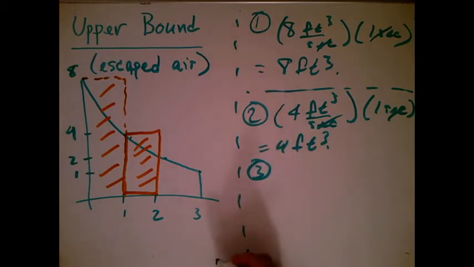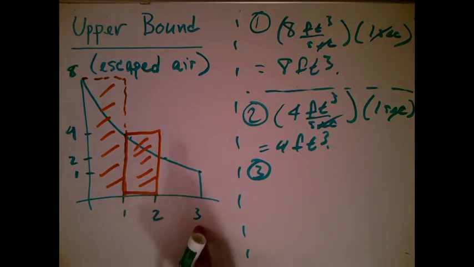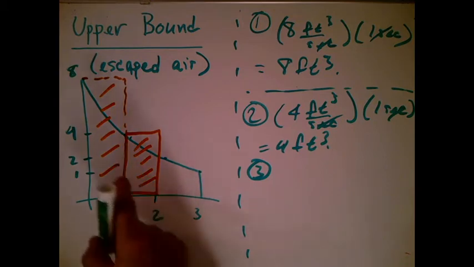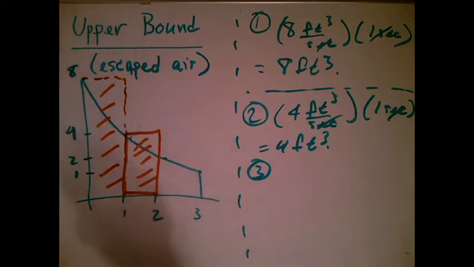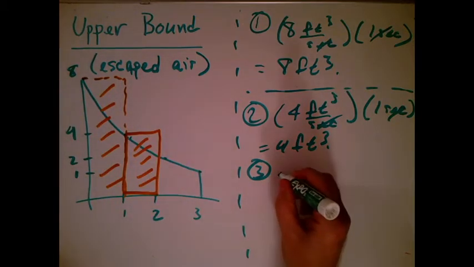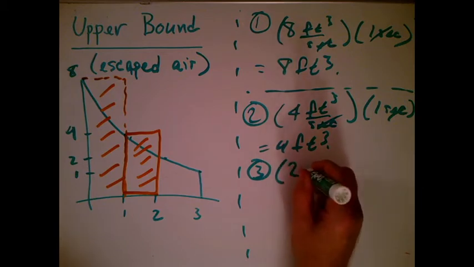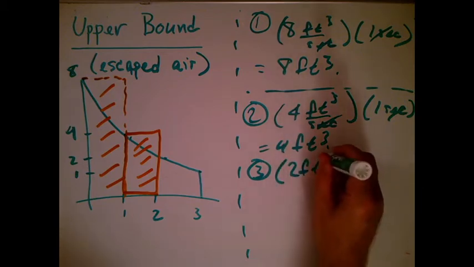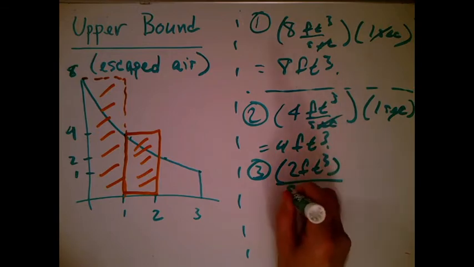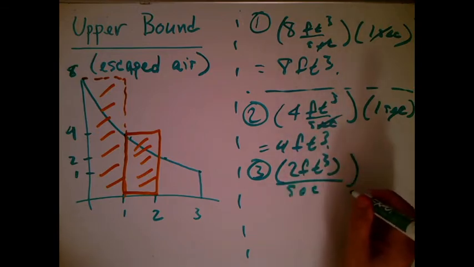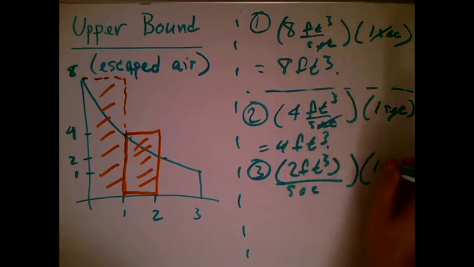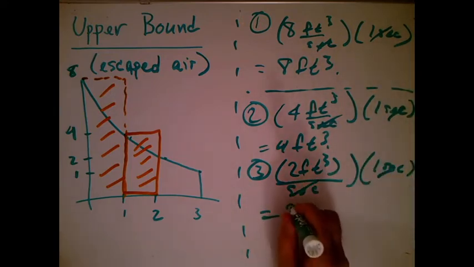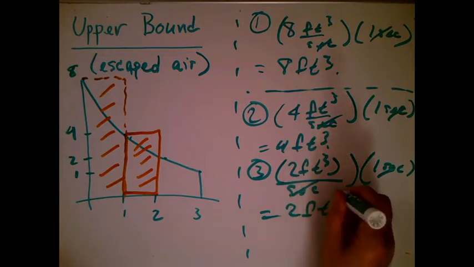Now let's do the third second interval. I now look between t equals 2 and t equals 3. I'm looking for the fastest it ever went in that time interval. Well, that's not 8 and it's not 4, it's now 2. So the fastest in that time interval is going to be 2 cubic feet per second, and this is going to be times the 1 second. The seconds cancel, and I'm going to get 2 cubic feet.